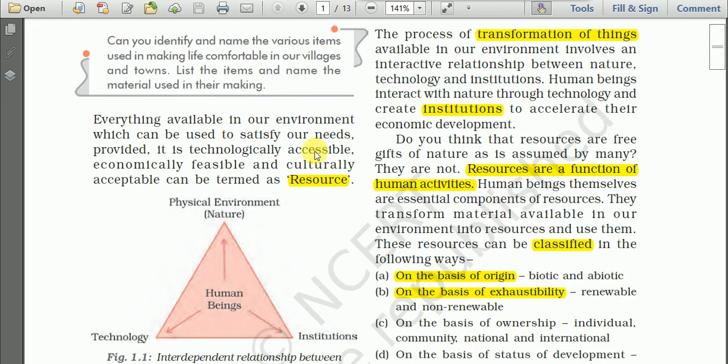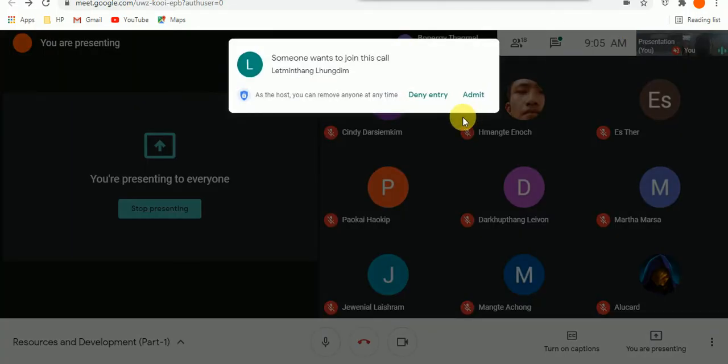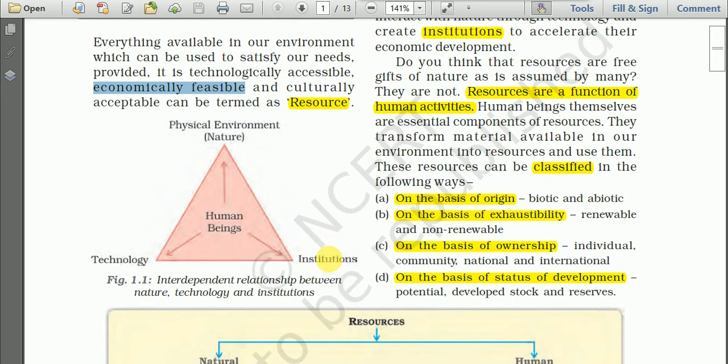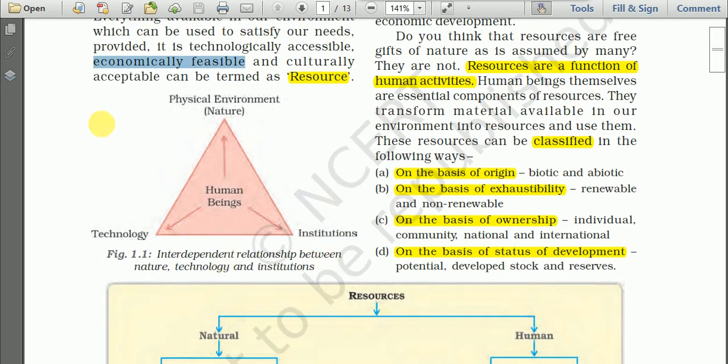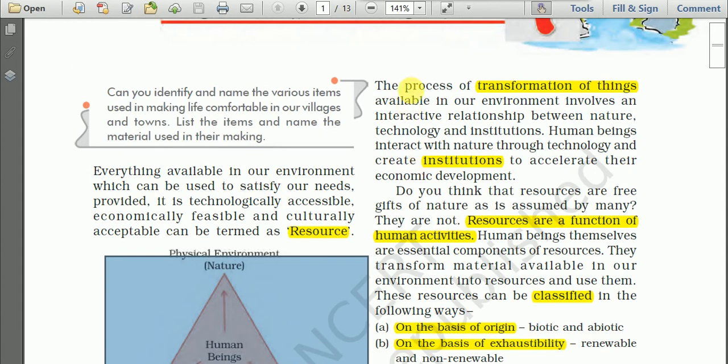So these are the three important factors affecting resources: technology, then the feasibility, and this demand. Remember, any substance which satisfies human wants is known as a resource. And this figure number 1.1 shows the relationship between nature, technology, and institutions. So let us proceed.